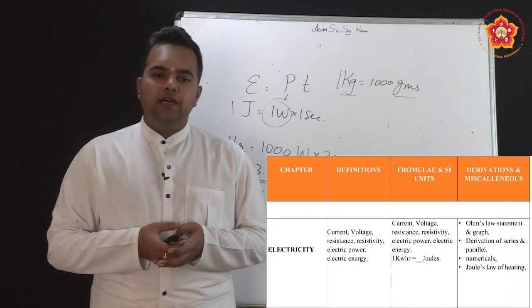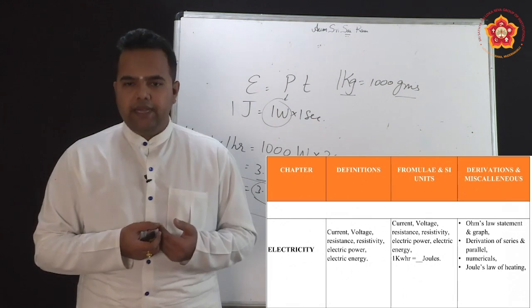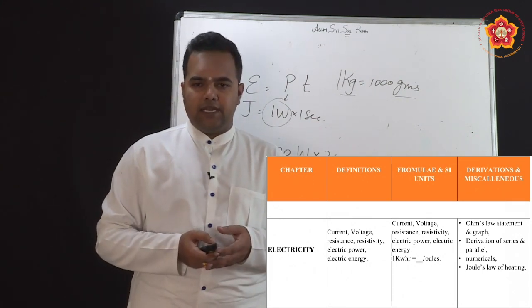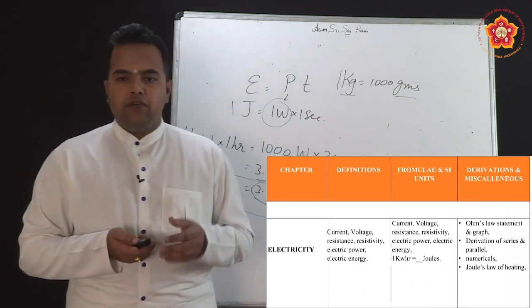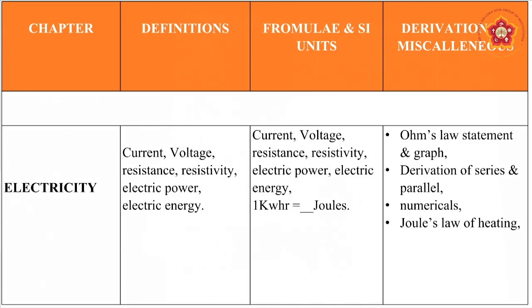Whenever you are reading this chapter, understanding is one part. Whenever you are studying in detail, all these definitions you need to see, and then let's see what formula and SI units are there. The formulae and units to be remembered are for electric current, electric voltage, electrical resistance, resistivity, electric power, electrical energy. For all these parameters, we need to know the respective formula and the SI units. And then the conversion: 1 kilowatt hour, as we just saw, is how many joules.